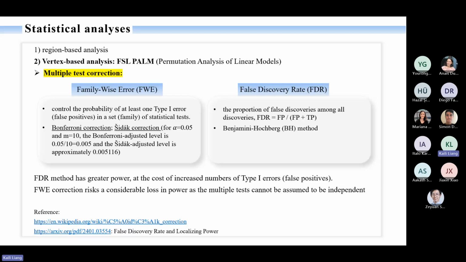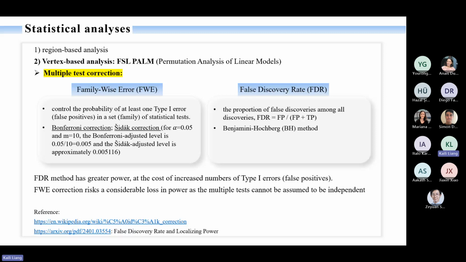Another way to do multiple correction is FDR. It's also a method to reduce the type 1 error, but it tries to reduce the proportion of false discoveries, or false positives, among all results. The BH method is commonly used in FDR correction. So anyway, just remember, the FDR method has greater power.